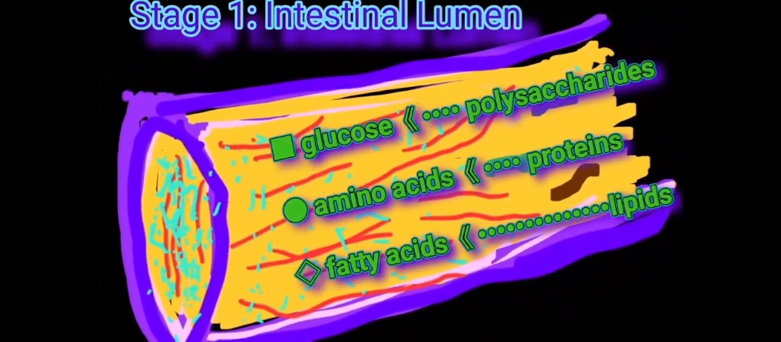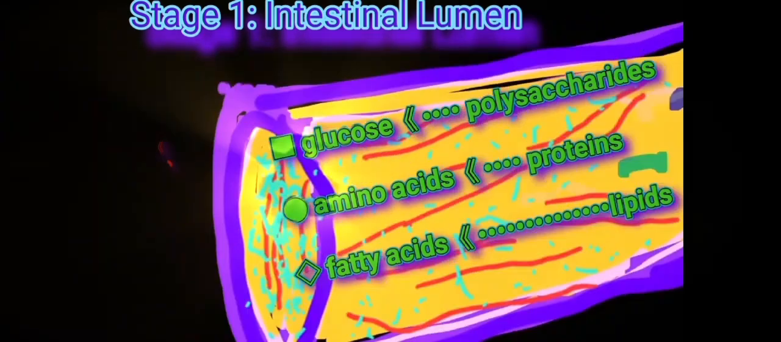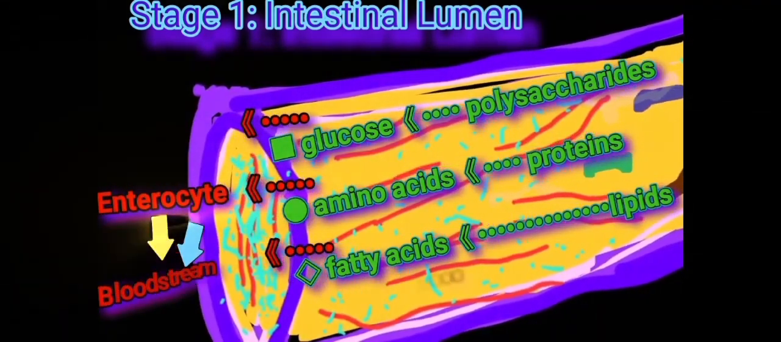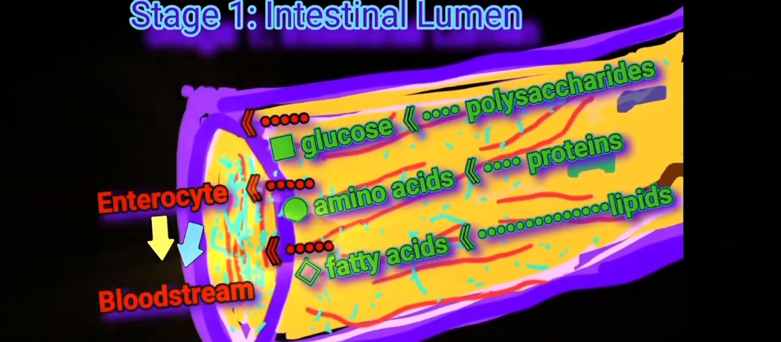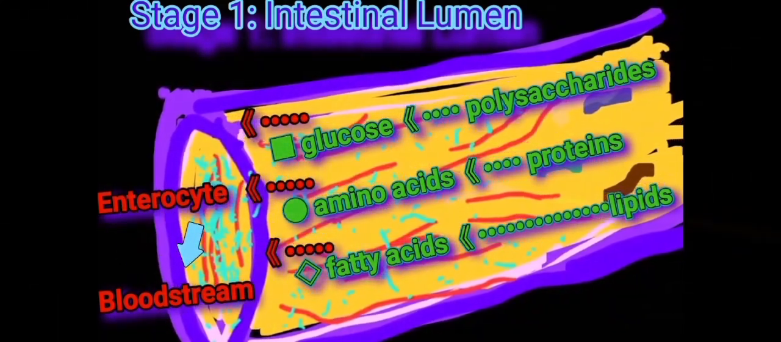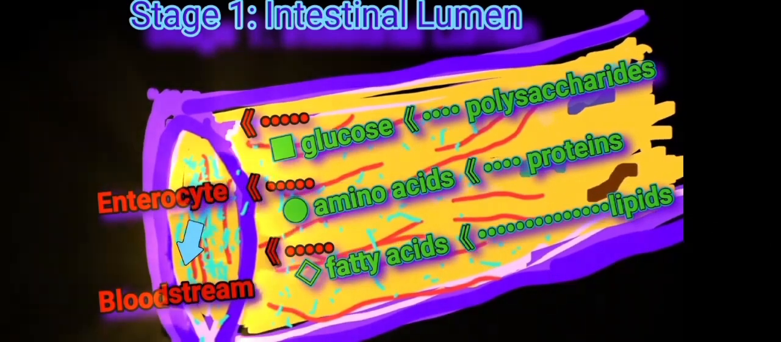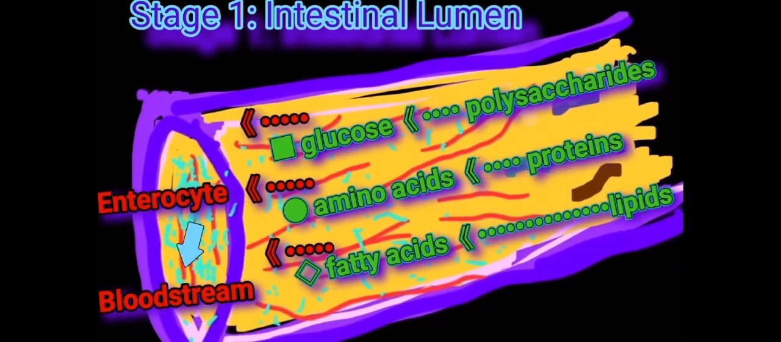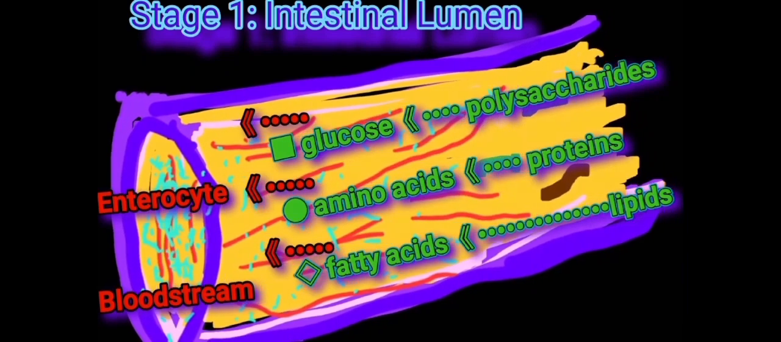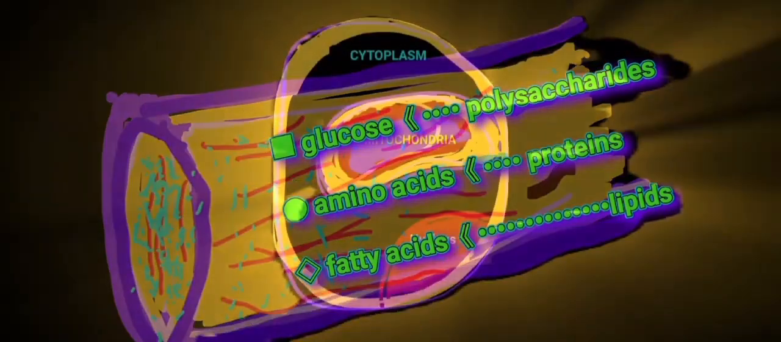Glucose and amino acids are picked up by the enterocytes and eventually released into the bloodstream, whereas digested lipids, fatty acids, and monoacylglycerols are reassembled into a chylomicron, a triacylglycerol-rich molecule, and then released into the bloodstream.